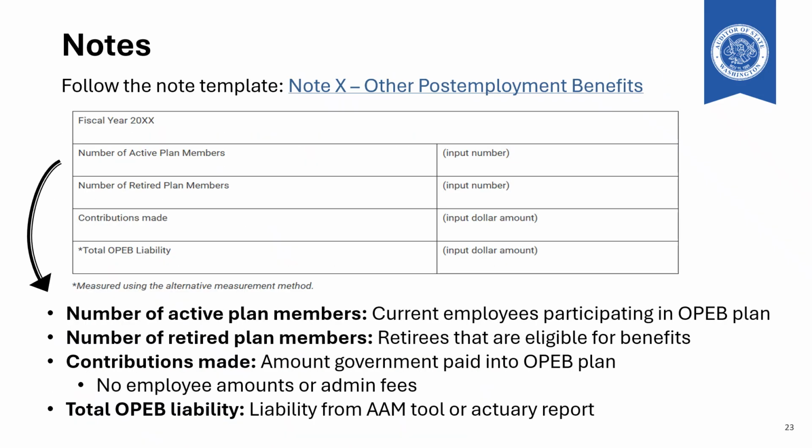The active plan members are people that are currently employed that participate in the OPEB plan. Retirees are those that have retired and are eligible for OPEB requirements. Contributions made are the amount that the government has paid into the plan. This does not include employee portions, and it does not include administrative fees paid. The total OPEB liability comes from the AMM tool or your actuary report.